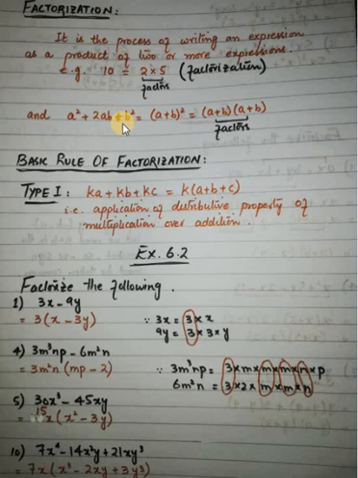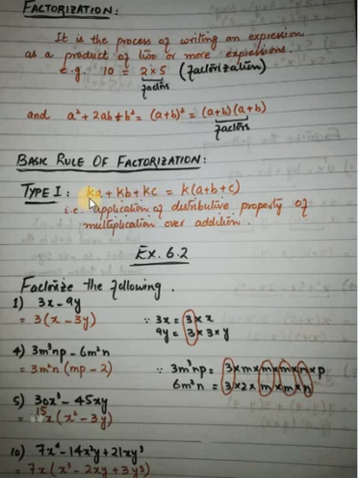So dear students, from now onwards we are going to do factorization of some algebraic expressions by using some techniques and formulae. So next, exercise 6.2 is based on the basic rule of factorization. Now what is that? That is type 1. Look at this expression: Ka plus Kb plus Kc is equal to K into (a plus b plus c). How will you get the right hand side? By taking K common from each term.